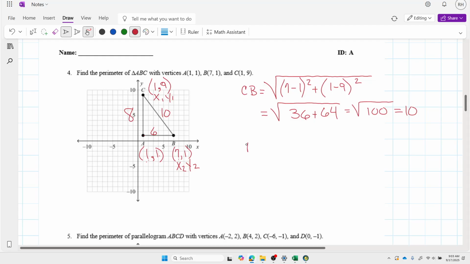So our perimeter is equal to 8 plus 6 plus 10. 8 plus 6 plus 10, 24. And that would be in whatever units this coordinate plane is. They don't mention unit measure, so we'll just stick with the 24.